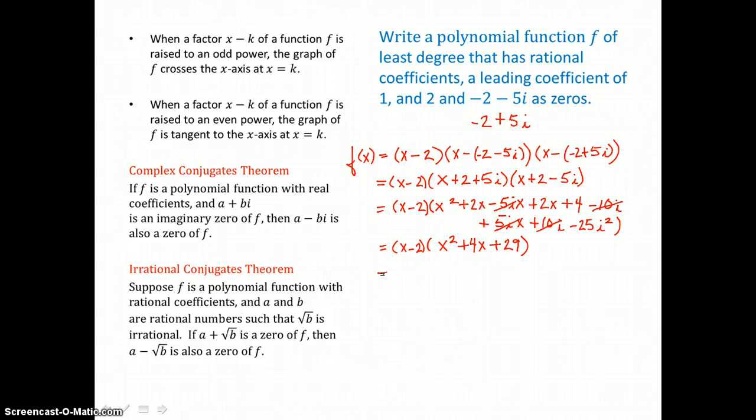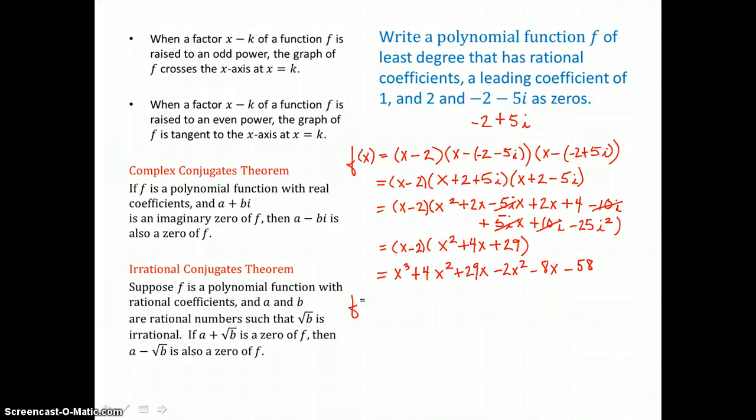Okay, we have to distribute again. Binomial times a trinomial. X times x squared is x cubed. X times 4x is 4x squared. And x times 29 is positive 29x. Start over with that negative 2. Negative 2 times x squared is negative 2x squared. Negative 2 times 4x is negative 8x. And negative 2 times positive 29 is negative, let's see, 18, 4, 5, negative 58.